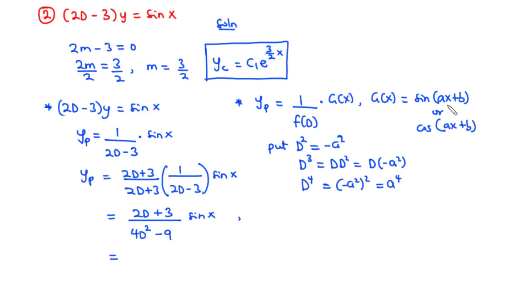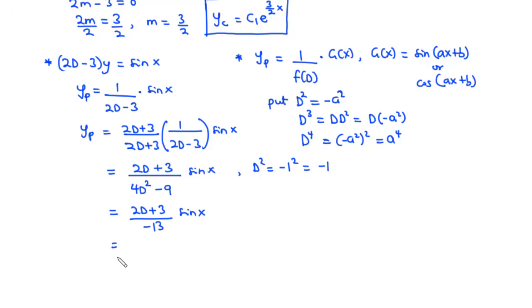Now looking at the coefficient of x here, the coefficient of x here is a, and then here we have the coefficient of x to be 1. Therefore, we have our a to be 1. Therefore, we have d squared to be equal to negative 1 squared, which is equal to negative 1. Therefore, we put negative 1 here at the denominator. We have 2d plus 3 over. So we are going to have 4 times negative 1, that is negative 4. So that becomes negative 4 minus 9. Let's simplify this as negative 13, and then times sine x.